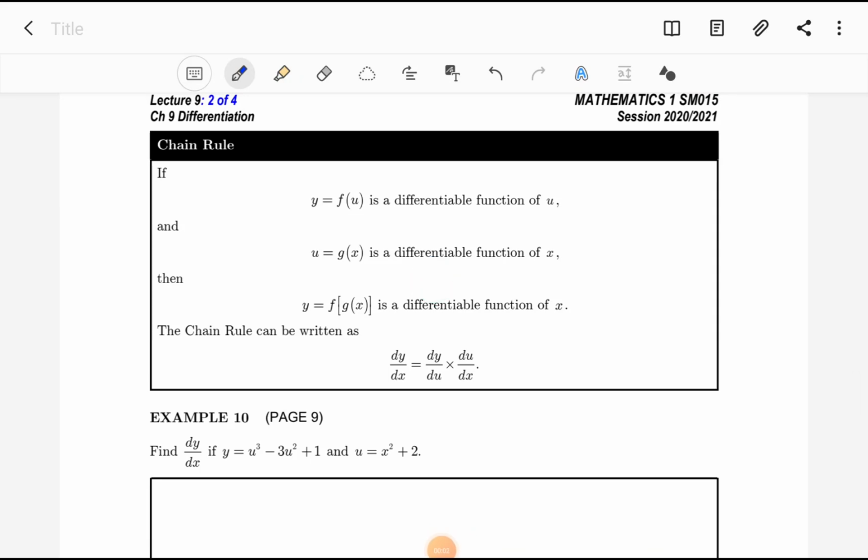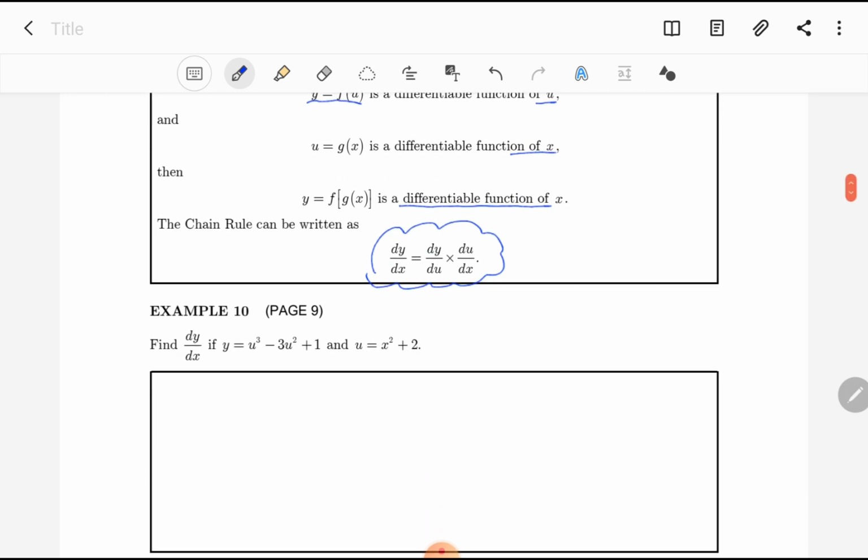The next rule is the chain rule. If y equals f of u is a differentiable function of u, and u equals g of x is a differentiable function of x, then y equals f of g of x is a differentiable function of x. The chain rule can be written as dy/dx equals dy/du times du/dx.